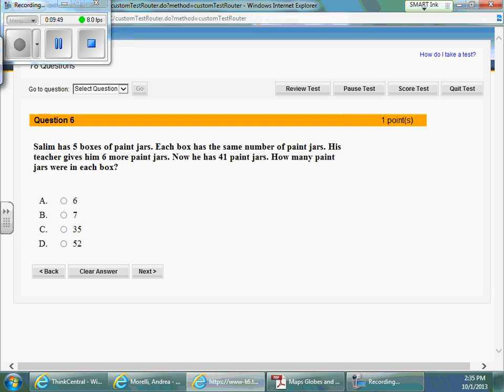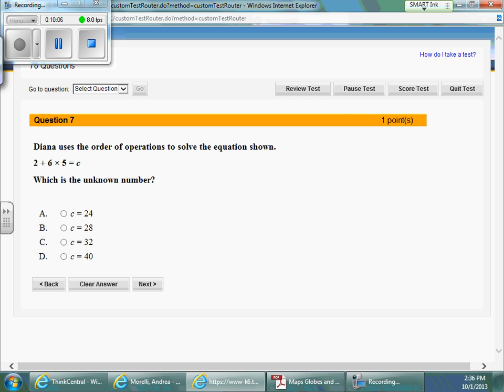Salim has 5 boxes of paint jars. Each box has the same number of paint jars. His teacher gives him 6 more paint jars. Now he has 41 paint jars. How many jars were in each box? This is a multiplication problem. We're going to skip it because it doesn't belong there. So is this. Sorry about that.